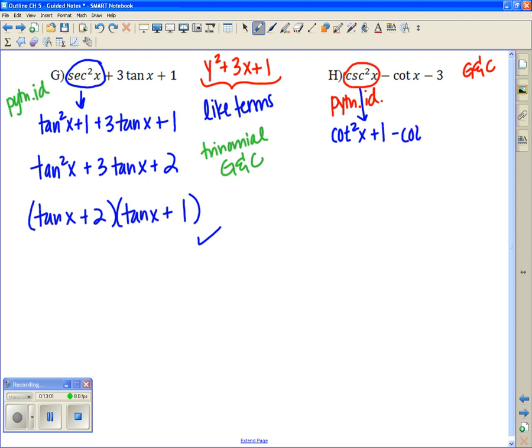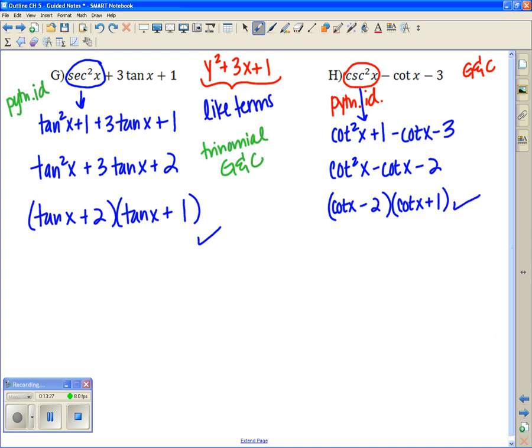Minus cotangent of x minus 3. Writing this in standard form, cotangent squared x minus cotangent of x minus 2. I see a trinomial, guess and check. All my variables are the same. Cotangent of x, cotangent of x. I need to get a product of negative 2 and a sum of negative 1. So I need a negative 2 and a positive 1.